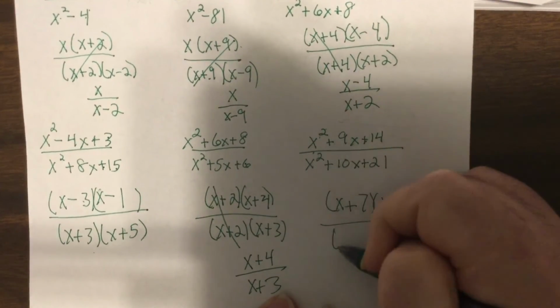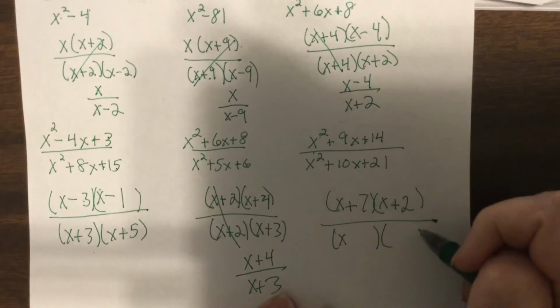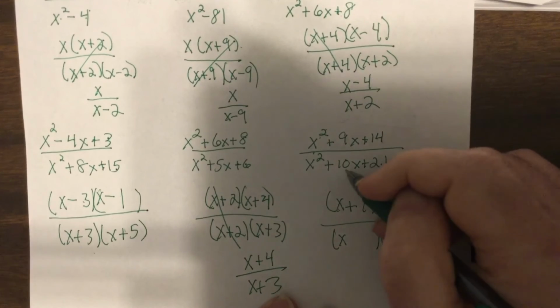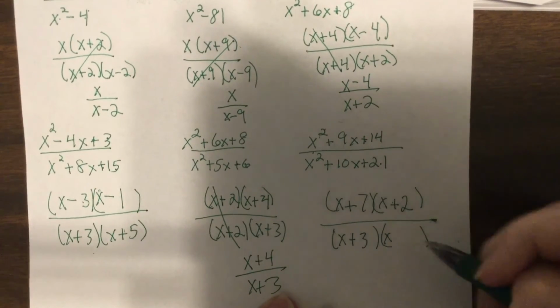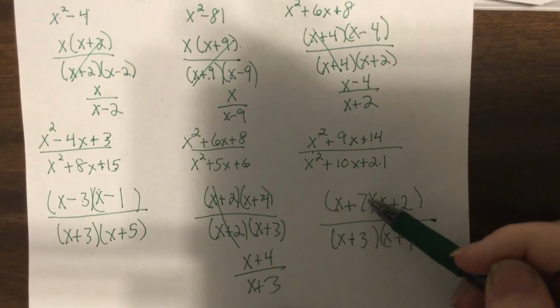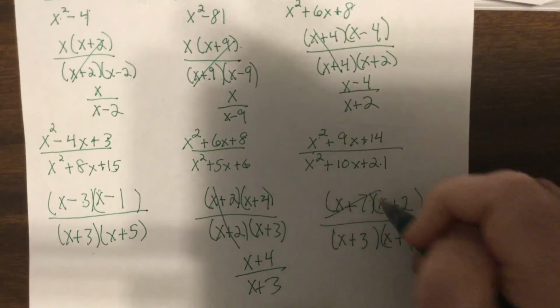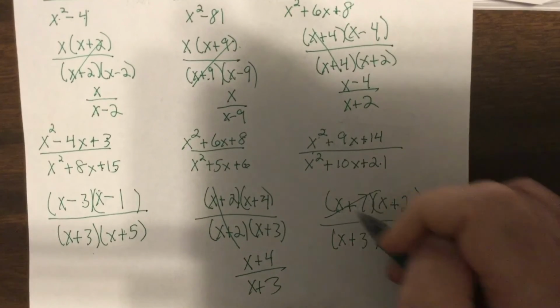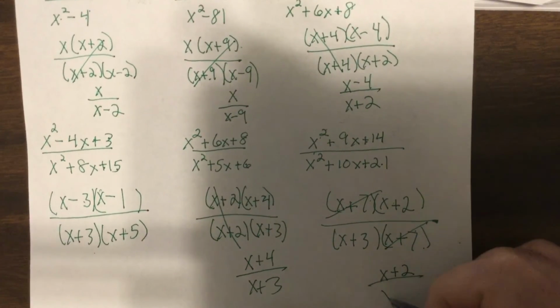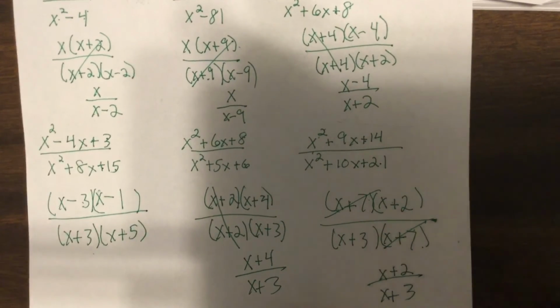Then x squared again, x and x. The last term's plus, so what do you multiply to get 21, but add to get 10? And I do believe it's 7 and 3. And we have the exact same thing on top and the bottom, x plus 7, so they cancel out because anything divided by itself is 1. So we have x plus 2 over x plus 3.